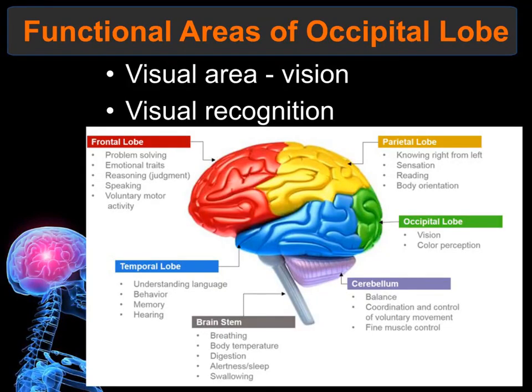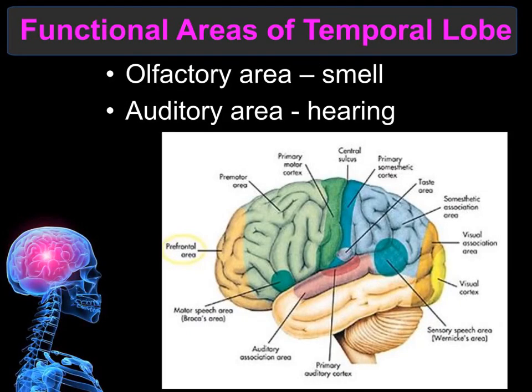The specific area of the occipital lobe is primarily the visual area, for vision and recognizing objects, putting a name to it and seeing what it is, all part of the occipital lobe. The primary function of the temporal lobe is for olfactory, which is the sense of smell, and auditory, which is an area for hearing.